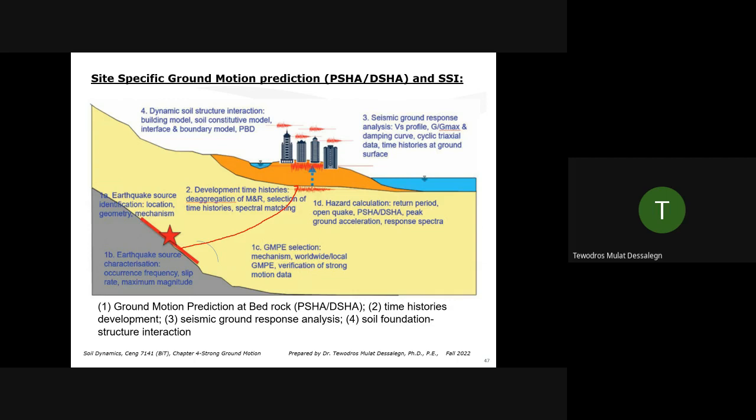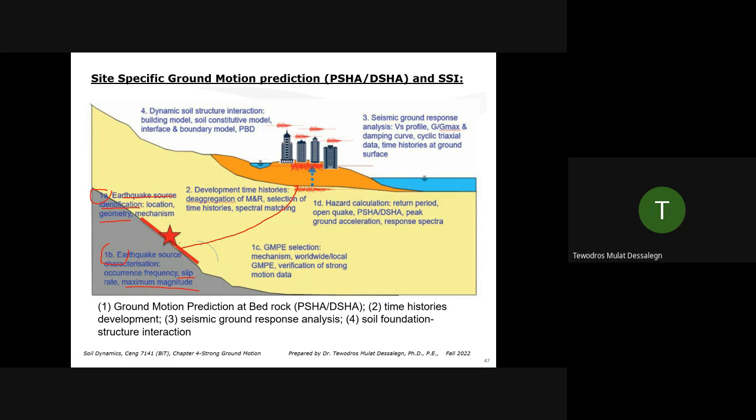What kind of fault we have, how active they are. Do we have previous records from these faults? We collect all the data. So these are the steps: 1A, 2, 1B, earthquake source identification, which means identifying the faults, the location, geometry, and everything. Then earthquake source characterization: occurrence frequency, slip rate, maximum magnitude in history. So all seismologists and geologists do that.